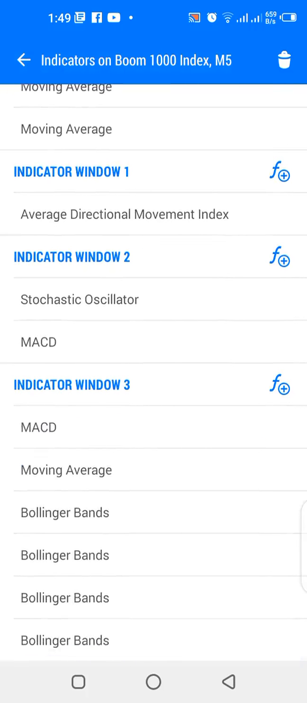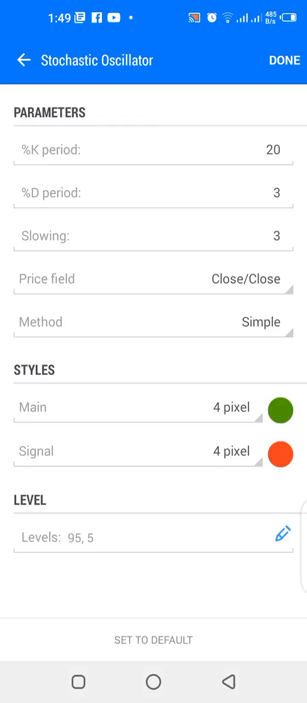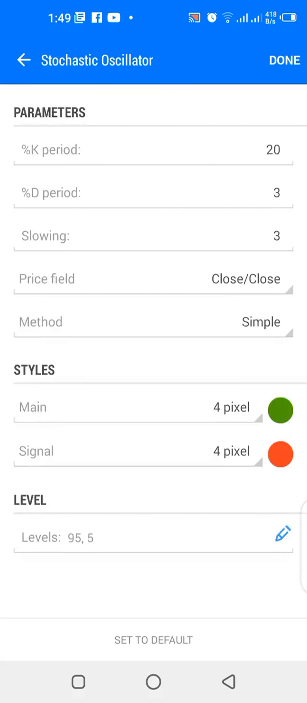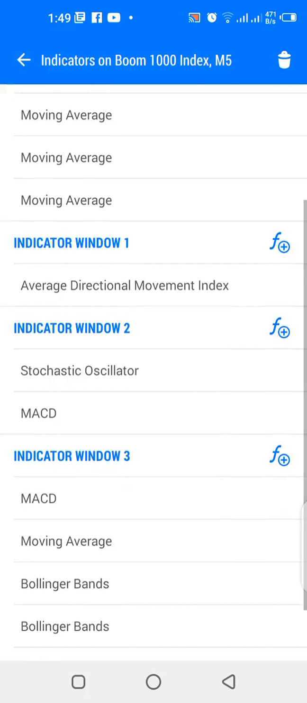For indicator window 2, we have the stochastic oscillator and MACD. For the stochastic oscillator, the parameters are percentage K period is 20, percentage D period is 3, slowing is 3, price field close on close, method is simple. The main style color is green, signal style color is red, and the levels you have 95 and 5. Color is black. For 95, that's where you have your overbought. For the 5, that's where you have the oversold area. So that's that for the stochastic.